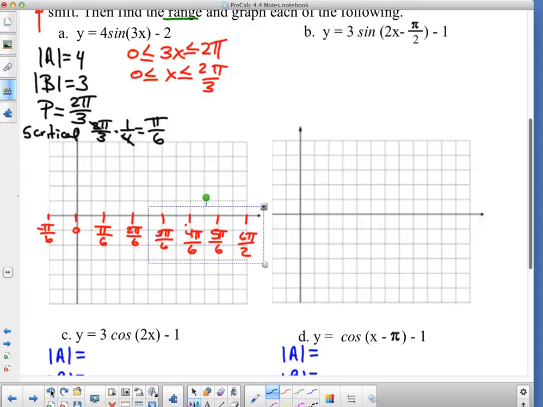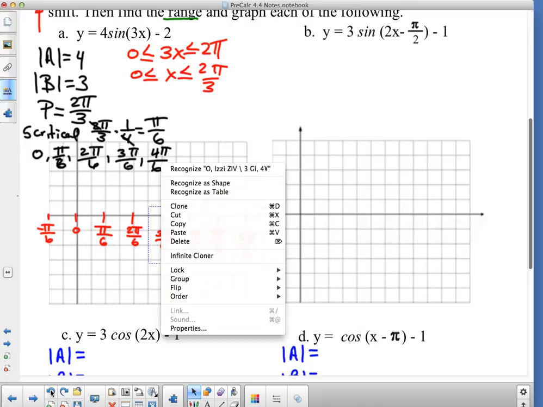So I've got our grid down. The 5 critical points we're looking at are 0, pi over 6, 2 pi over 6, 3 pi over 6, 4 pi over 6. So these are the 5: 1, 2, 3, 4, 5. We went up by pi over 6 from 0, and it encompasses this because 2 pi over 3 is the same as 4 pi over 6.